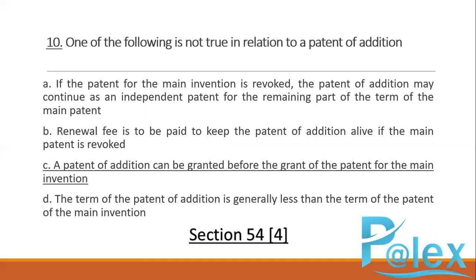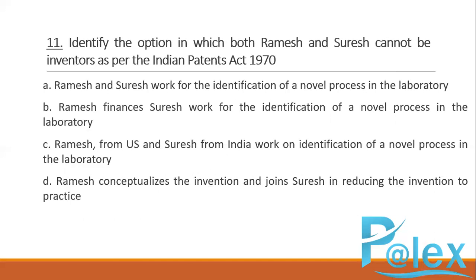The term of a patent of addition would be same as that of the main invention, basically. Question 11. Identify the option in which Ramesh and Suresh cannot be inventors as per the Indian Patent Act. Option A, Ramesh and Suresh work for the identification of a novel process in the lab. They can be inventors in this case.